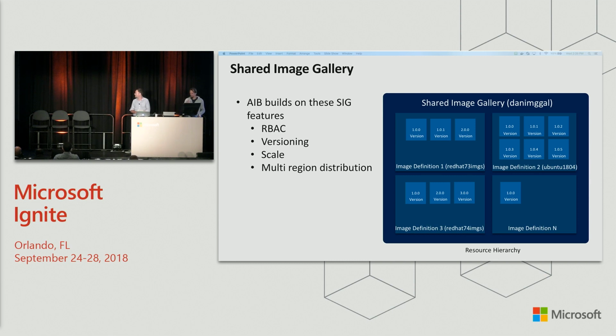And essentially, you can think of the shared image gallery as a container. And inside that container, you have multiple image definitions. So in my case, I have Red Hat 7.3 images. I have Ubuntu 18.04 images. But you can call these anything you want. It could be production images, it could be test images, whatever. Within the image definition, you have a number of versions. And again, you can specify what versions you want these to be.